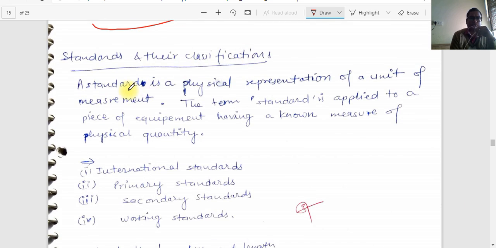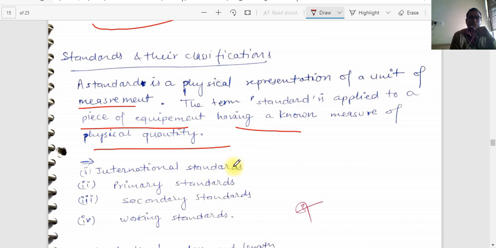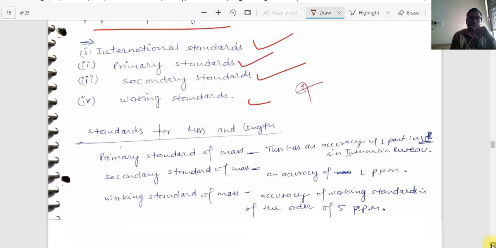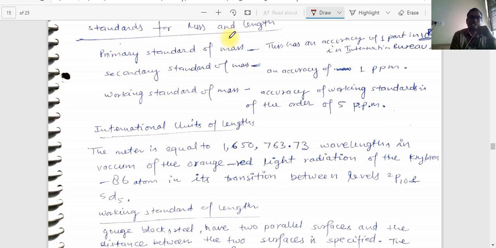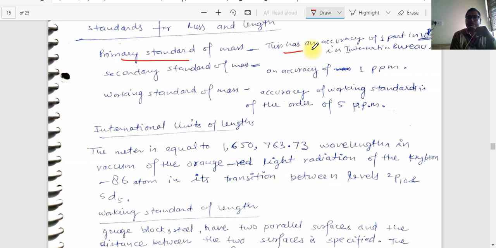Standards and their classification. A standard is a physical representation of a unit of measurement. The term standard is applied to a piece of equipment having a known measured physical quantity. It includes the international standard, primary standard, secondary standards, and working standards. Standard for mass and length: the primary standard of mass has an accuracy of 1 part in 10 to the power 8 at the International Bureau.